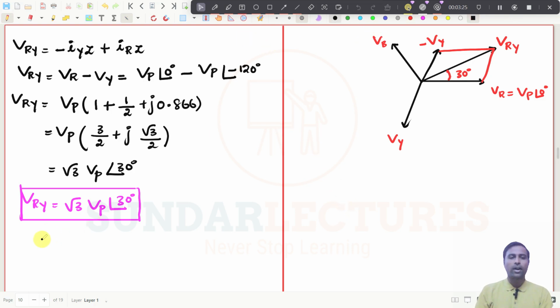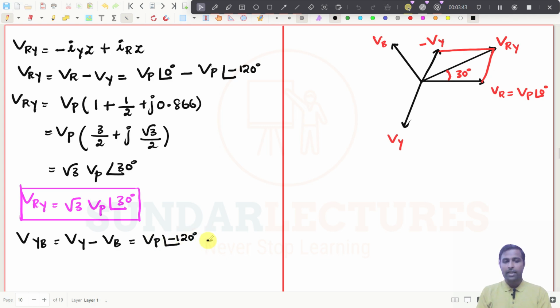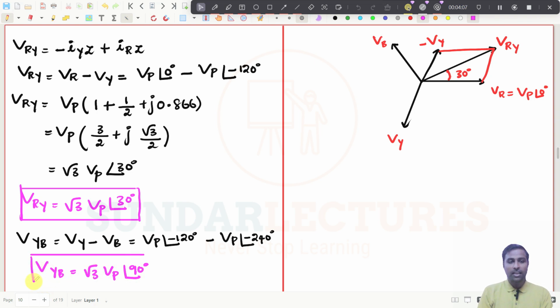So if you go for Vry, we have taken Vry. Then Vyb. If you go for Vyb, then what it will be? Vy minus Vb. What is Vy? Vy is nothing but V phase at an angle of minus 120 degree, and then minus V phase at an angle of minus 240 degree, right? And then if you further simplify this, what you will get? Simplify like this, and you will get Vyb is equal to root 3 times V phase value at an angle of 90 degree. That's all. See, this will be the next expression for Vyb.